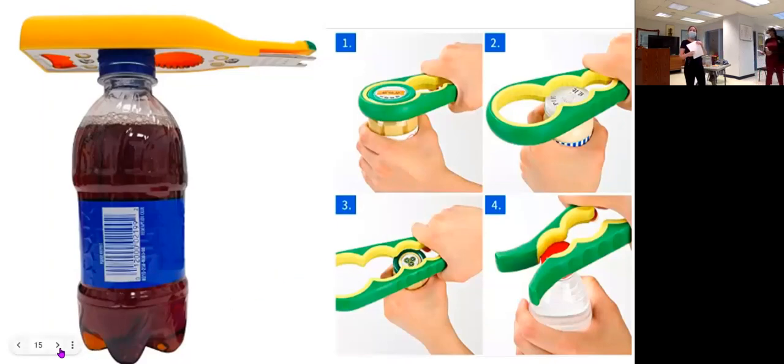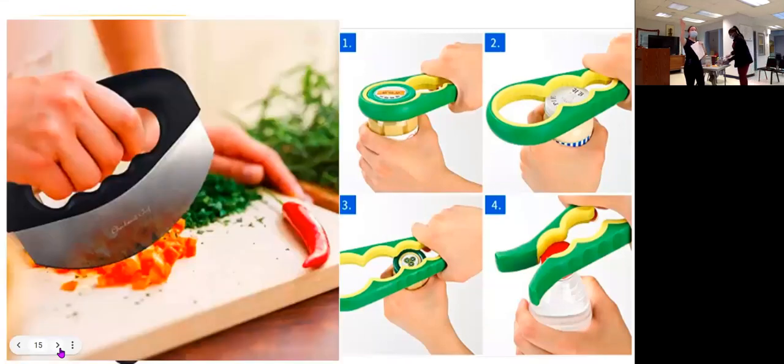Next. So this is the rocker knife I was telling you about, and I really, really recommend this one. Rather than using a diagonal knife grasp where you're putting all the pressure and force on the thumb, it distributes the force evenly along the whole hand. So this is a really good ergonomic tool. I highly recommend it, and I provided a link in the handout.